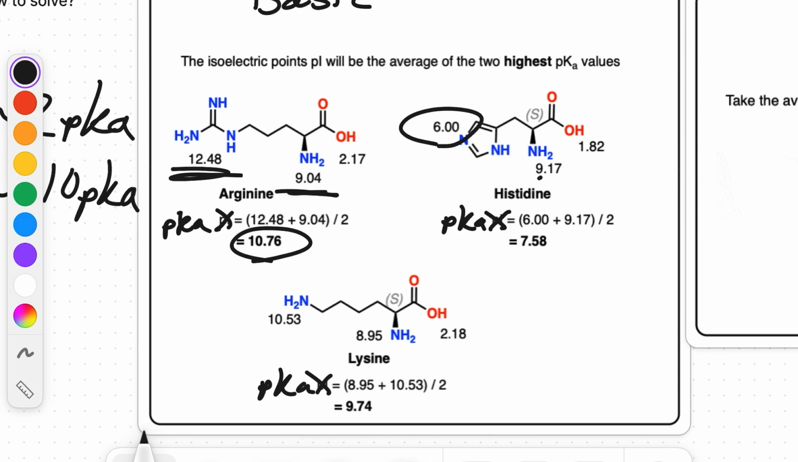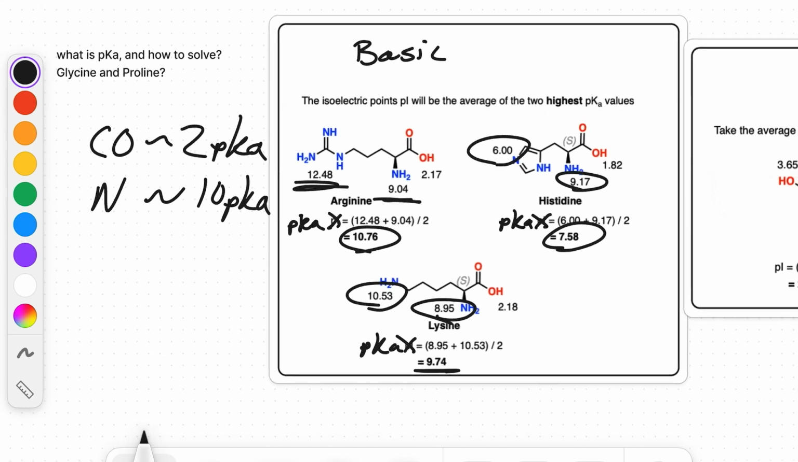We're doing the same thing with this histidine. We're doing 6 plus around 9, and the final answer is 7.58. Same thing with lysine. Difference between 10 and 9 here, divided by 2, and we get 9.74. So for basic, we take the most basic and average them out.